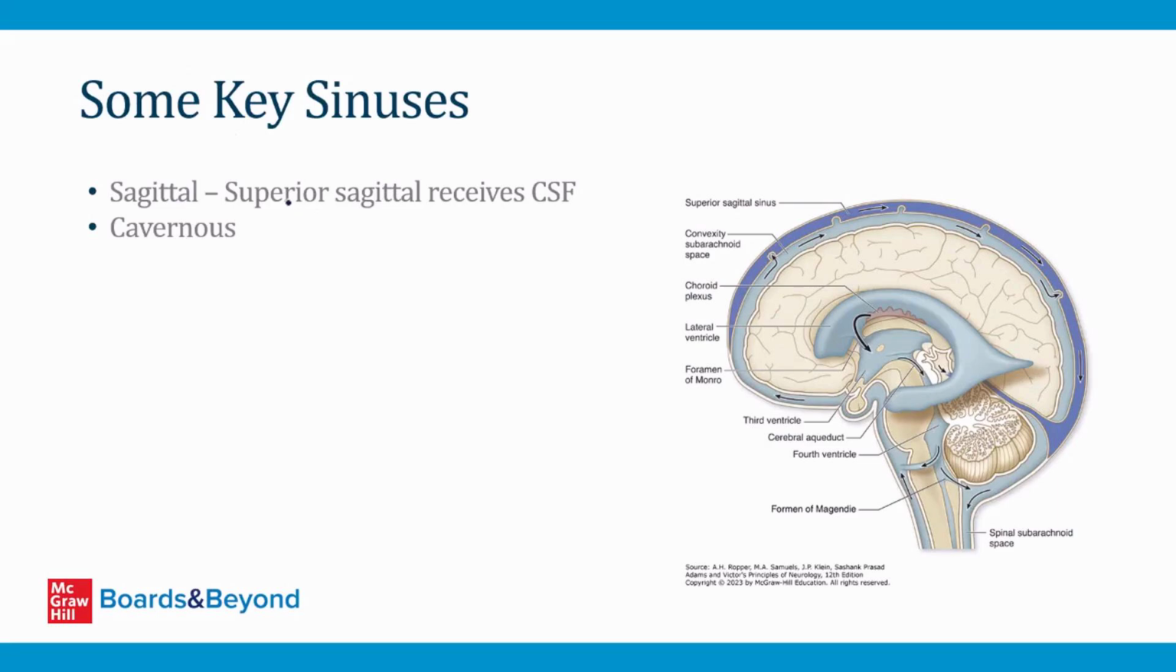So there are a number of major dural sinuses, but some of the important ones you should know about are, first of all, the superior sagittal sinus, because that's the one that receives cerebrospinal fluid like we talked about earlier in this video. And then the cavernous sinus is another dural sinus that has a clinical syndrome associated with its dysfunction. So let's talk about that now.